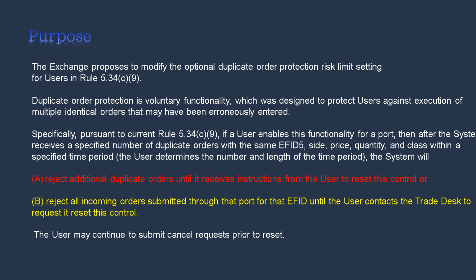The system will, number one, reject additional duplicate orders until it receives instructions from the user to reset this control, or reject all incoming orders submitted through that port for that EFID until the user contacts the trade desk to request it reset this control. The user may continue to submit cancel requests prior to reset.